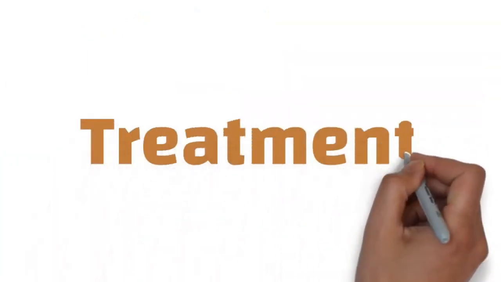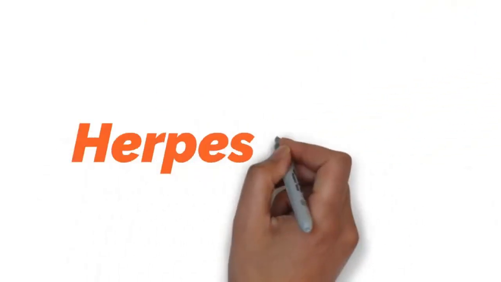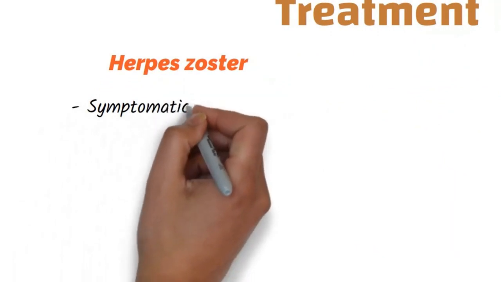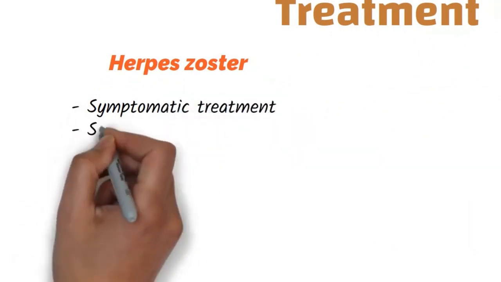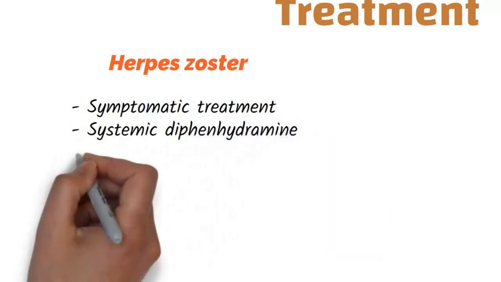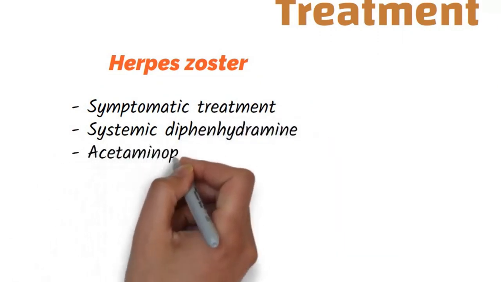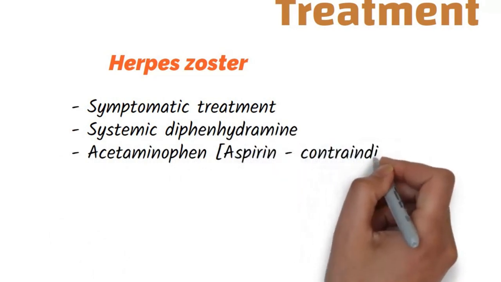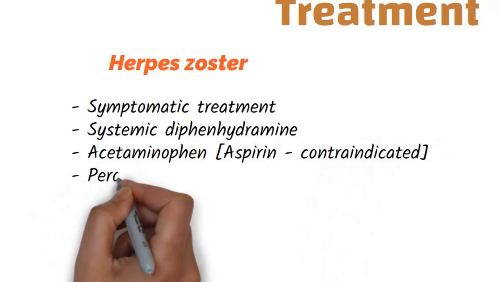Treatment. Herpes zoster can be treated symptomatically with warm baths with soap and calamine lotion. Systemic diphenhydramine is given for pruritus. Acetaminophen can be given to reduce fever. But aspirin should not be given because it may cause Reye's syndrome.